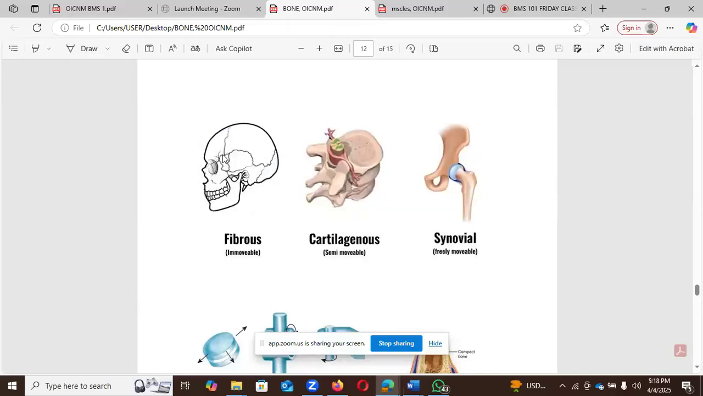Or futures or fuchsias, depending on the textbook you are using. You can see the zygomaticus bone, you can see the mandible, you can see the maxilla. So these bones of the skull are articulated, they are joined together by fibrous joint.